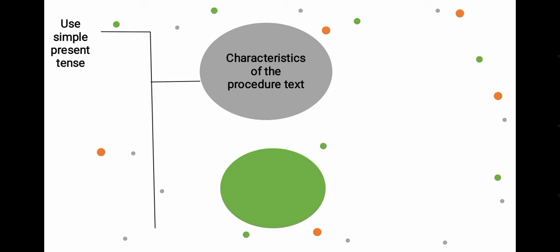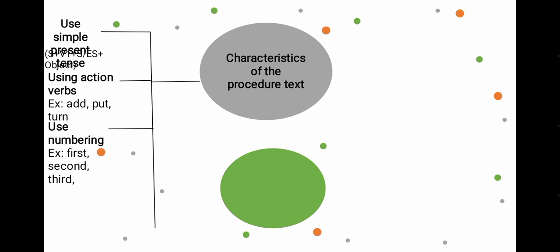I think we have already discussed simple present tense. And then the second characteristic is using action verbs, for example, add, put, turn, and etc. And then the next characteristic is using numbering, for example, first, second, third, finally, and etc.